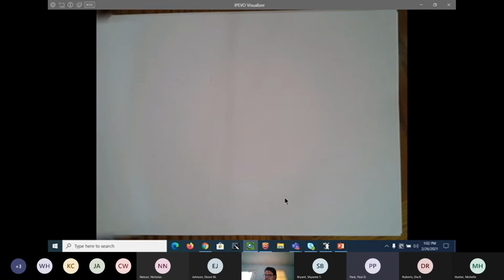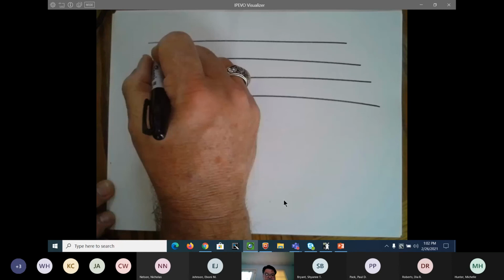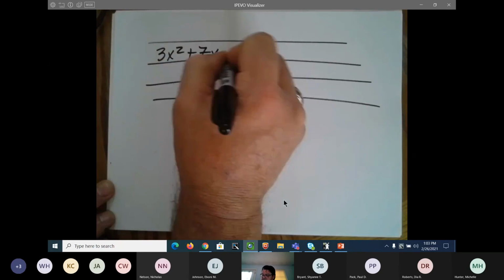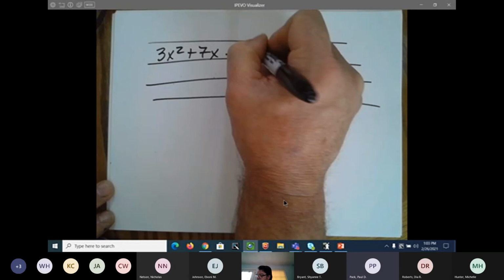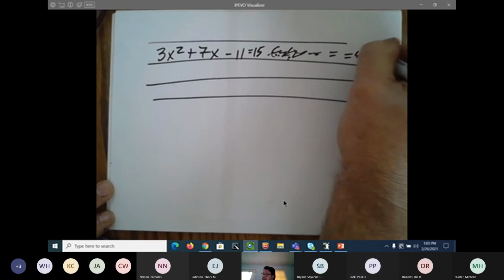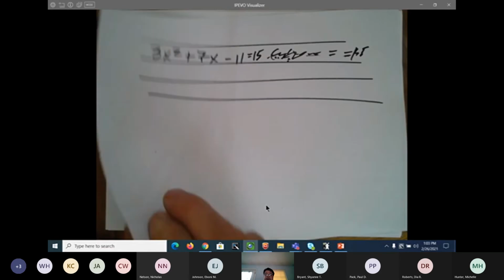This is what some of y'all do. Have your notebook paper lines right here, especially the guys. You write 3x squared plus 7x minus 11, and then you do some writing over here, and then you try to get 11 or equals 15 equals 15. And this is what y'all do. Y'all try to do it in one line. You're not that smart. Stop doing it. Next.